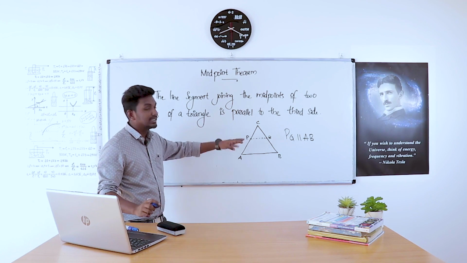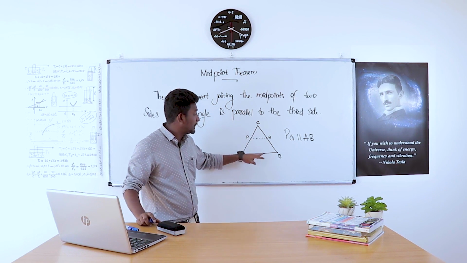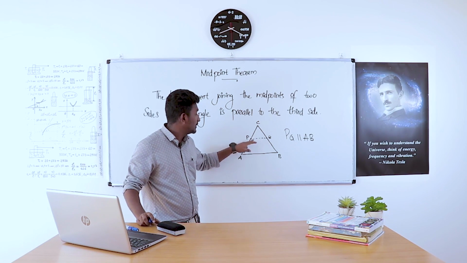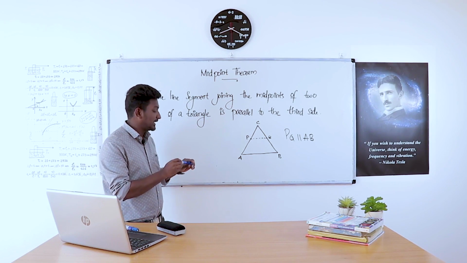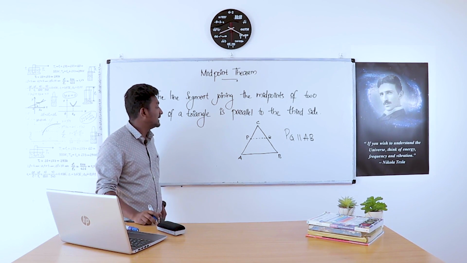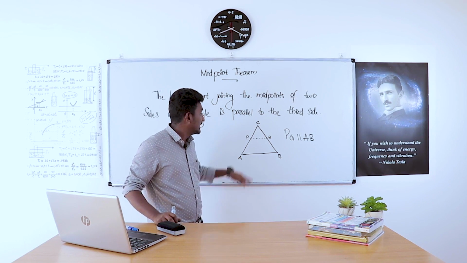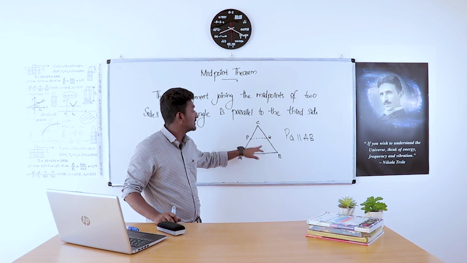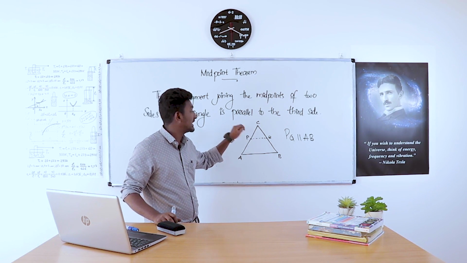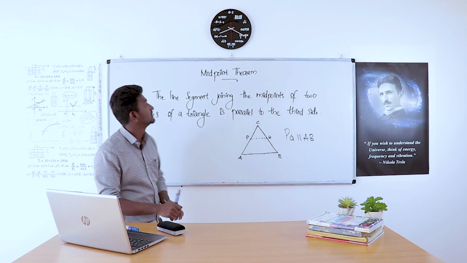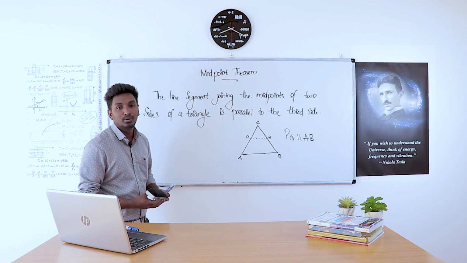Clear? In other words, we can state this midpoint theorem as: if PQ is parallel to AB, then P and Q are the midpoints of AC and BC. That means if a line segment is parallel to one of the sides of the triangle, then the endpoints of this line segment are the midpoints of the other two sides. This is simply the midpoint theorem.